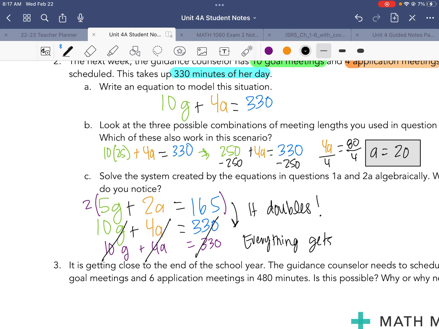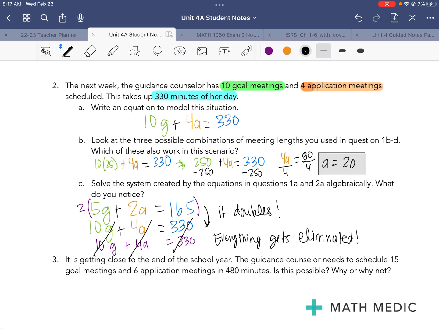Which is a problem, because now how do we solve then? How do we deal with this? Okay. So the reason is that these are actually the same line. These are the same line. The only difference is that one has been doubled. And when that happens, it's telling us that it's the same line.